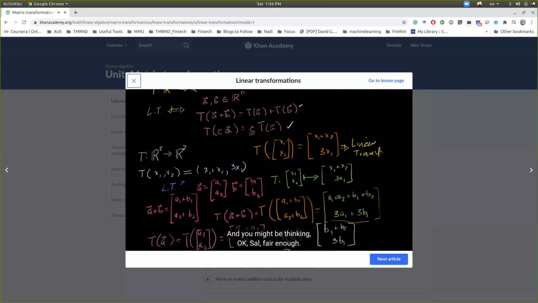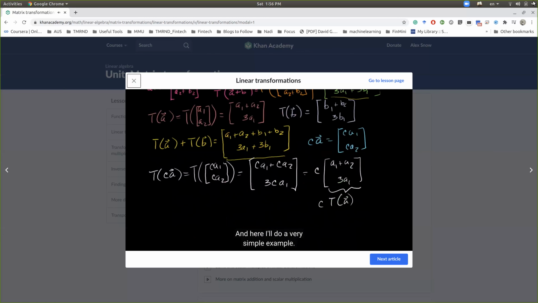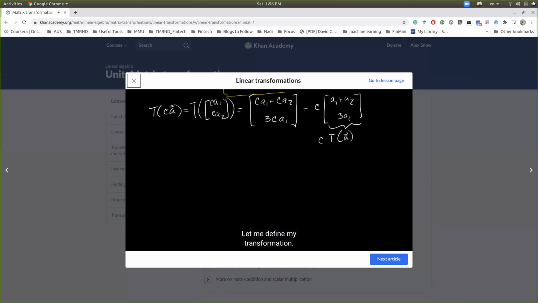And you might be thinking, okay, Sal, fair enough. How do I know that all transformations are linear transformations? Show me something that won't work. And here I'll do a very simple example. Let me define my transformation.